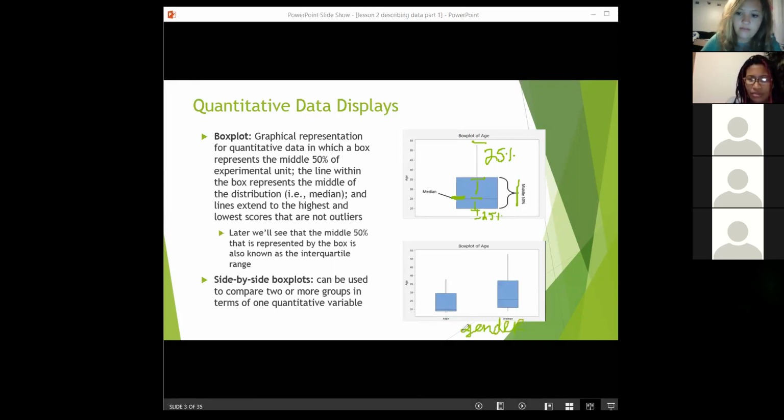Wow, that's a good jump. Okay. So we can see the maximum for women is much higher than men. The median is higher for women. We could look at the line there. So it's just a good way.